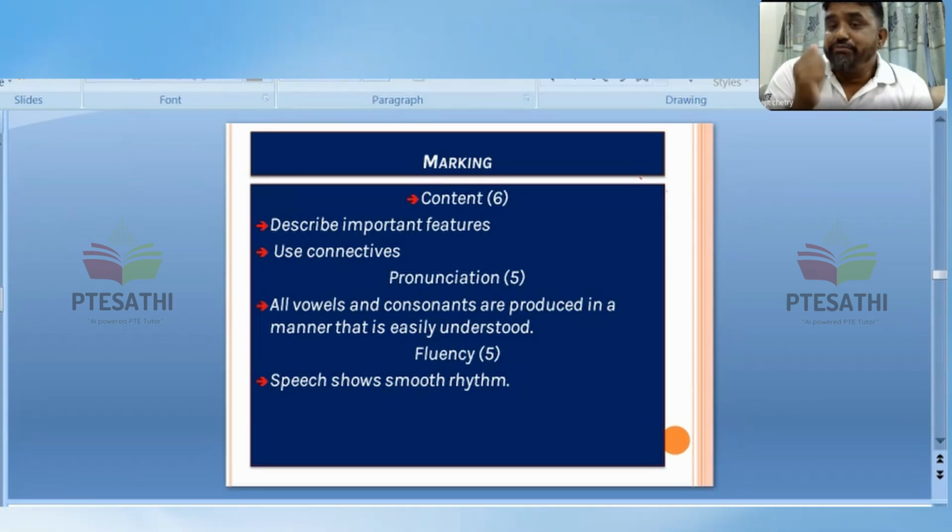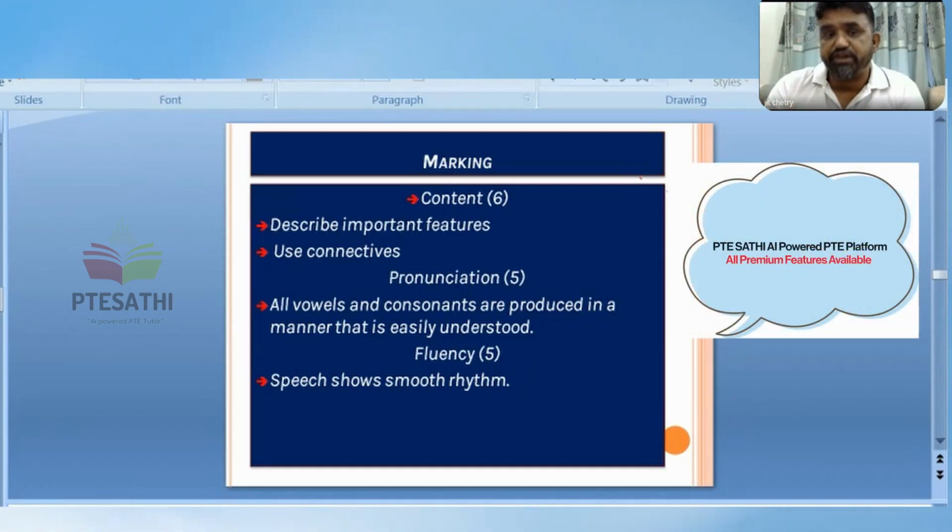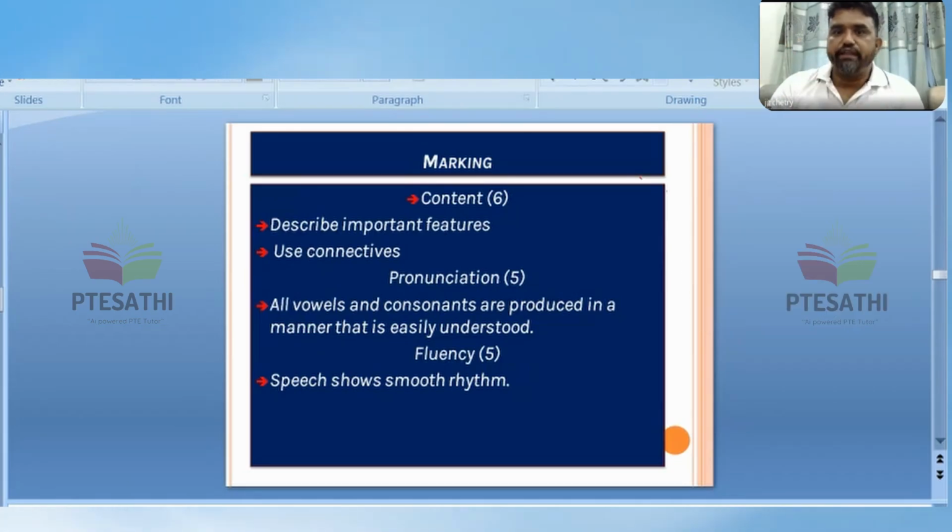Okay, so to maximize our points in the content, basically we need to describe some important features and then connectives. And I'm saying some important features because I would like to point this out with one diagram later on. Now look at the pronunciation part. This is something I found students struggling with. The pronunciation of the students is not good. So we need to be good at pronunciation.